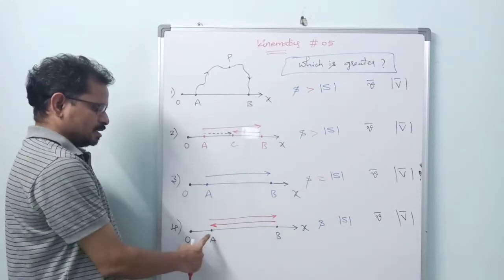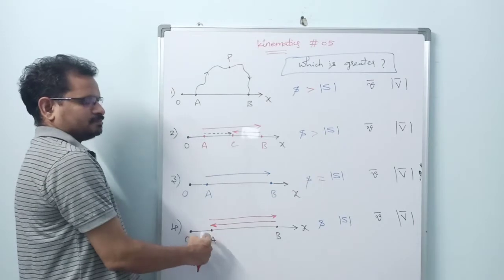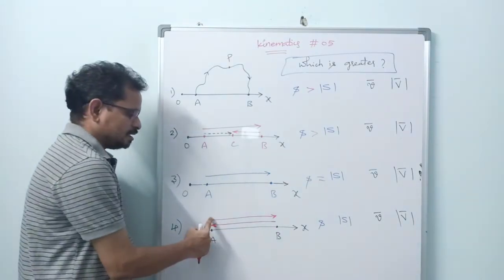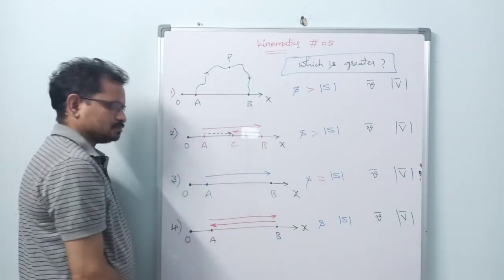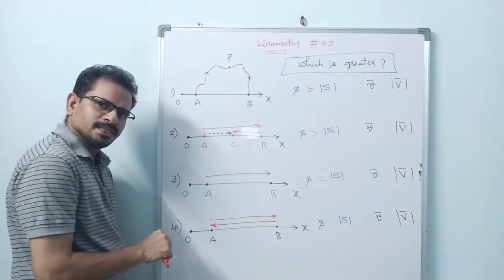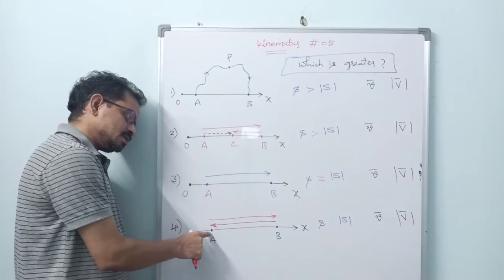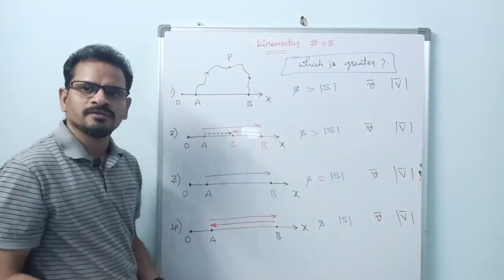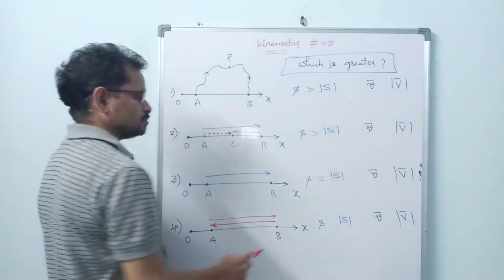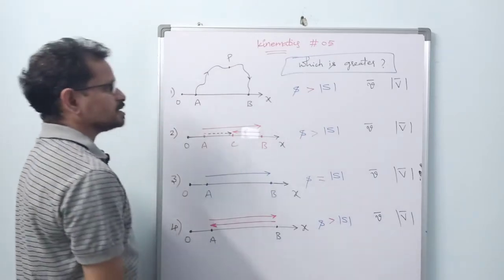Now in this case, the particle starts its journey from A, reaches B, again comes back to A. What is the distance here? Length of the actual path. See, length of this arrow plus length of this arrow, that is the magnitude of distance. Then what about displacement? By definition, this is the initial point, because the journey started here. This itself is the final point. So initial point and final point are the same. So what about displacement? Magnitude is 0. So here distance is greater than displacement.